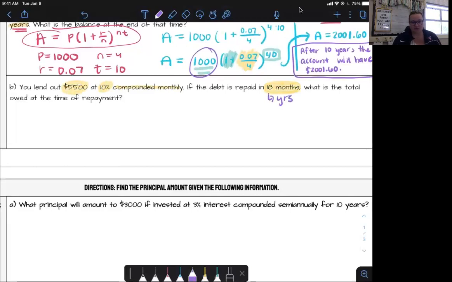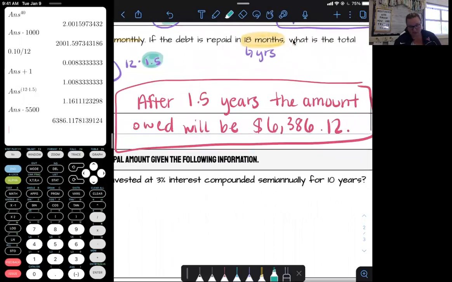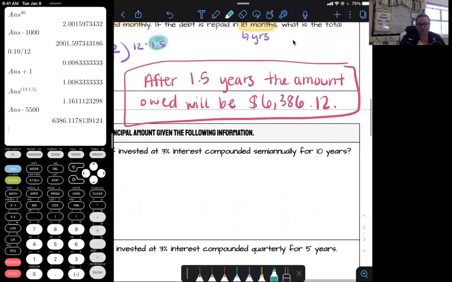All right, go ahead and give this problem a shot on your own and tell me what you get for your final answer. Okay, so if you plug everything in correctly, you should have changed 18 months to 1.5 years, multiplied by 12. Don't forget to divide your interest by 12 as well. You should have gotten 6,386.12, but we're talking about money. So I want to make sure that I have my units labeled of money or dollars. So after 1.5 years, the amount owed will be $6,386.12.